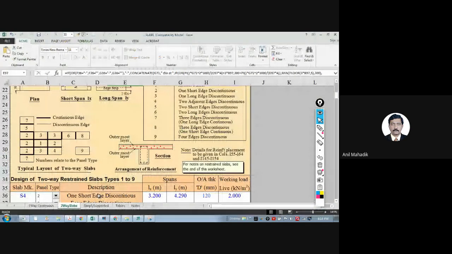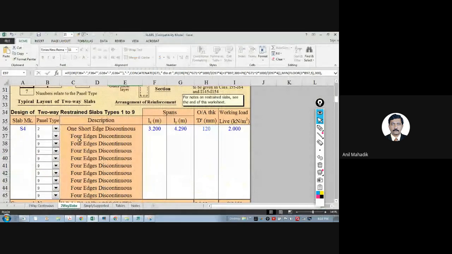So two-way slab is done over. Then you can select the cases and just do the design. Yes, sir, corner.